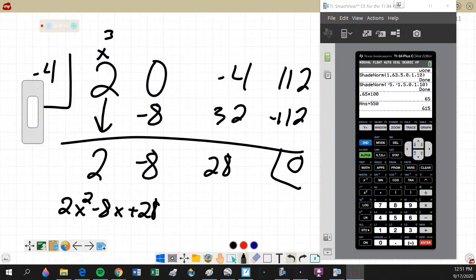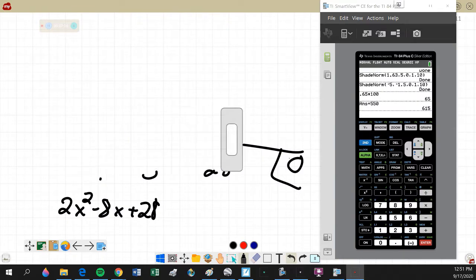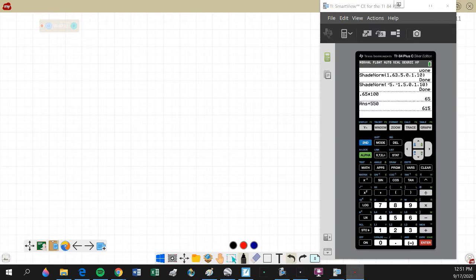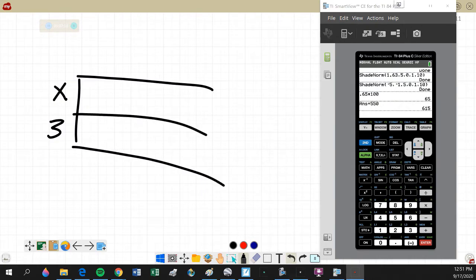Okay, we'll show you. Let's do number 4 using the box. So x and 3. We put in the x to the third, pull out an x, we get x squared. X squared times 3 is 3x squared.